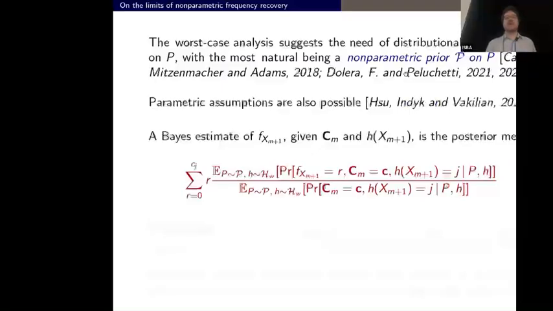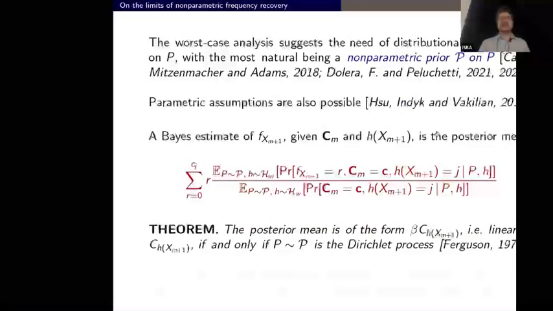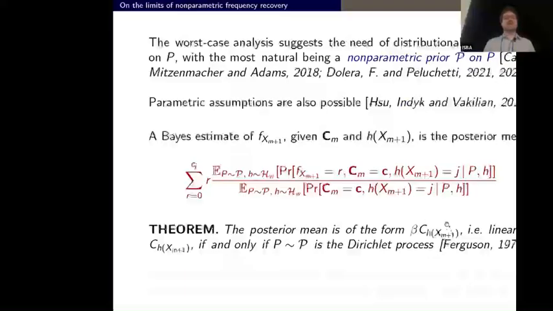In this paper, one of the main messages is that this object is very complicated, and one result that is useful to tell you that maybe it's better to move a bit away from the standard Bayesian procedure is the following: the posterior mean is of this form, so linear in C, if and only if P is a Dirichlet process.